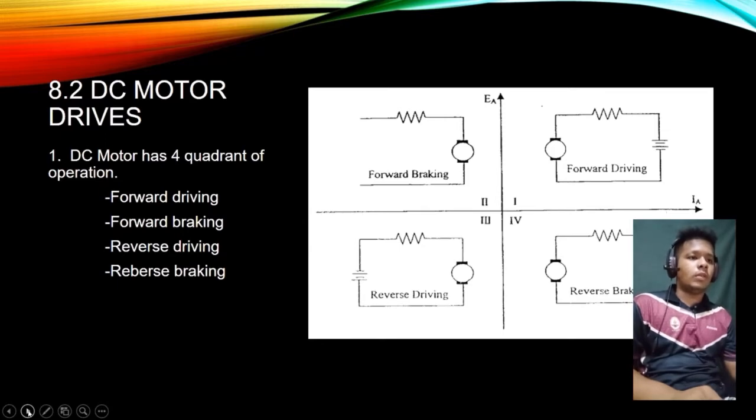8.2 DC Motor Driver. A DC motor has 4 quadrants of operation: forward driving, forward braking, reverse driving, reverse braking.